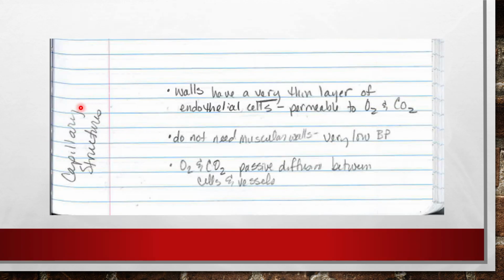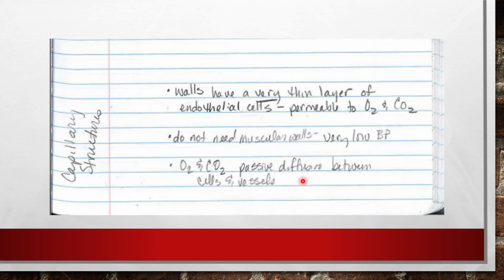Capillary structures. The walls of capillaries have a very thin layer of endothelial cells, and that makes it permeable to oxygen and carbon dioxide. Capillary structures do not need muscular walls because it's a very low blood pressure. This is where gas diffusion takes place. Oxygen and carbon dioxide, it is passive diffusion between the cells and the vessels. So no energy is required.